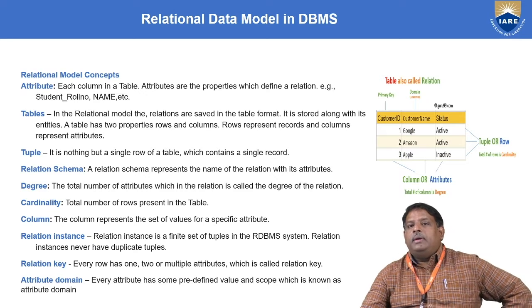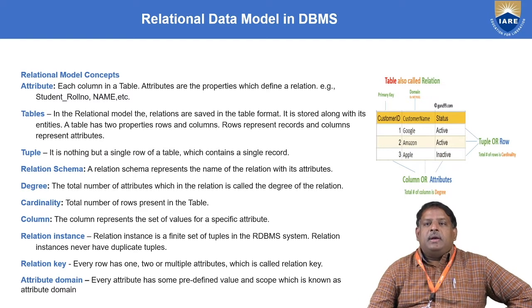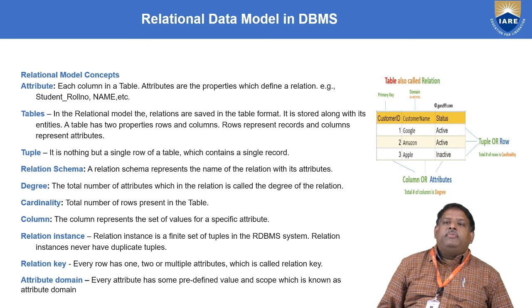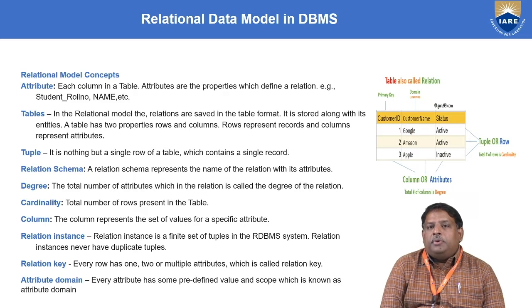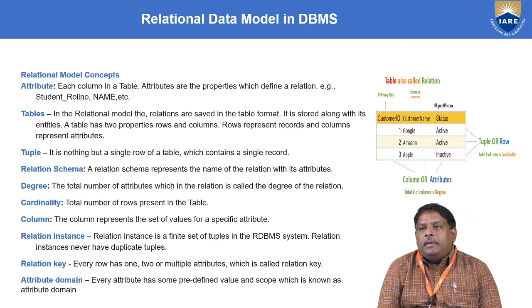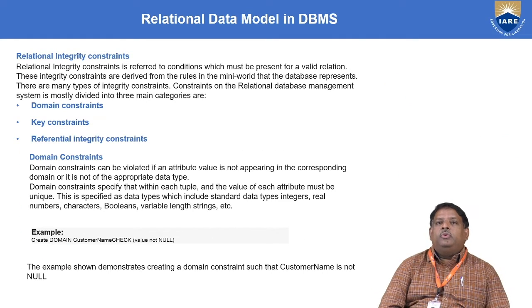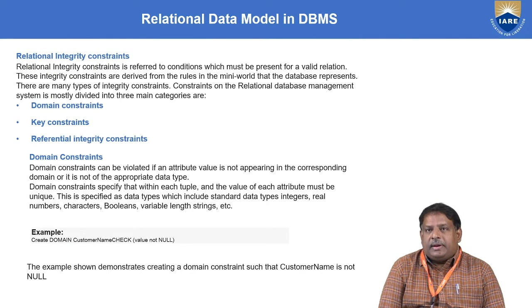Next, attribute domain. Every attribute has some predefined value and scope, which is known as attribute domain. Right? Good. Next. Now we will see a few relational integrity constraints which SQL Server provides.